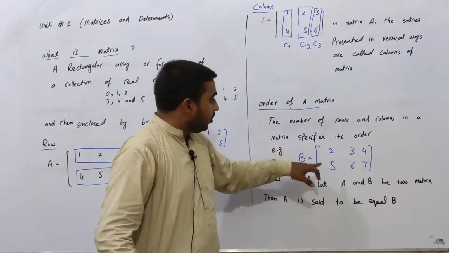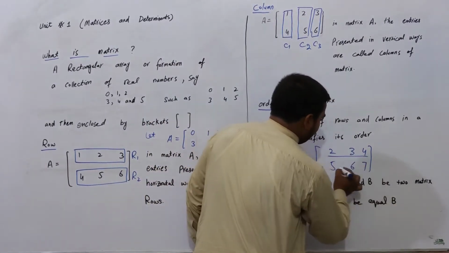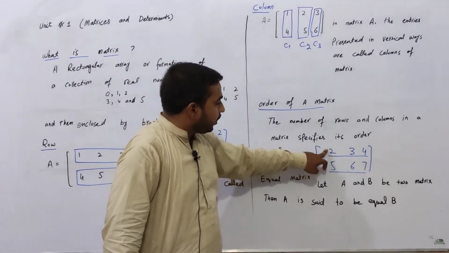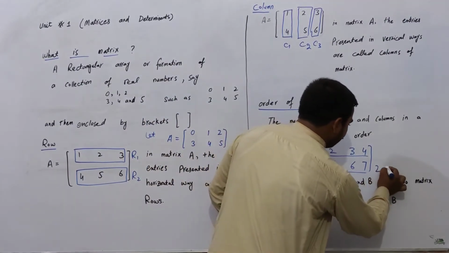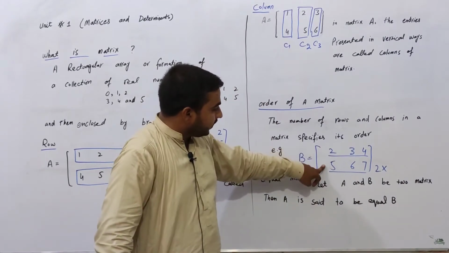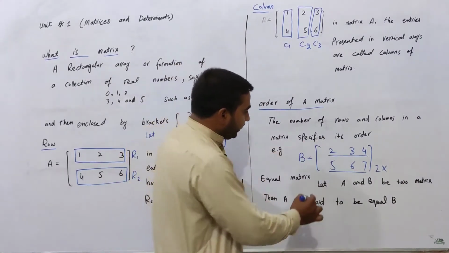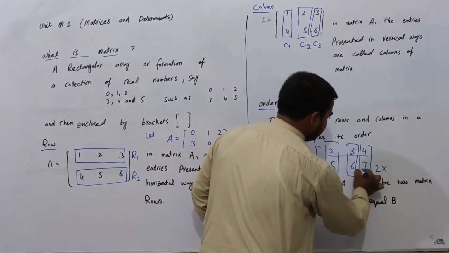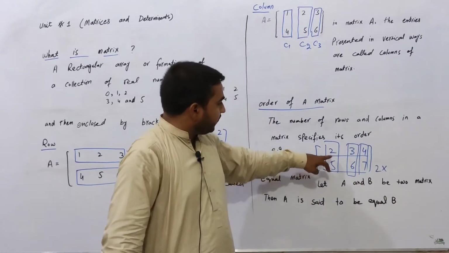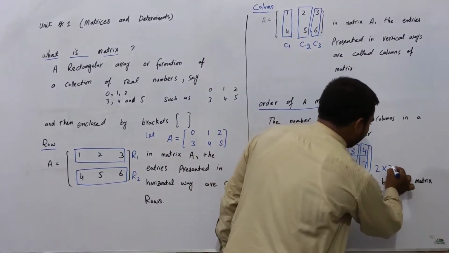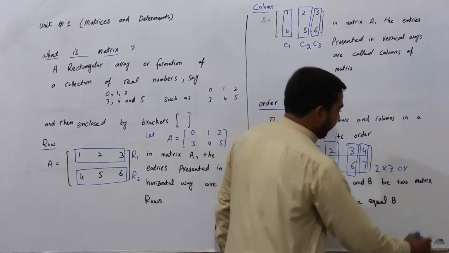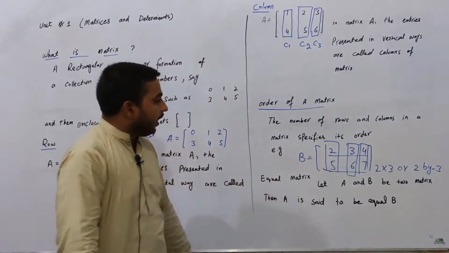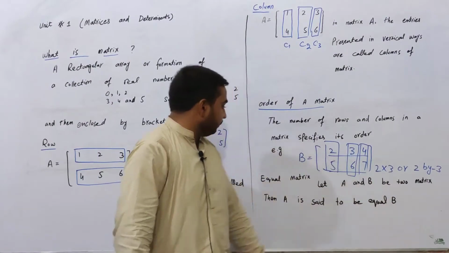First we check the rows. Here in matrix B, there are two rows. The horizontal lines are known as rows, and the vertical ones are known as columns. The order of this matrix is 2 by 3. We write it in different ways, like 2 by 3, and we also write it as 2 × 3.